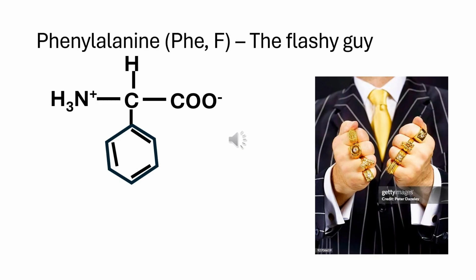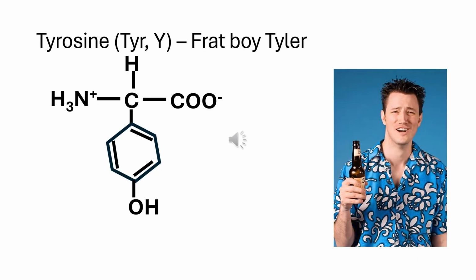Up next, we have phenylalanine. I like to think pheno, fine, refined, F for flashy. He's rich. He wears a lot of rings, a lot of jewelry. So just remember the ring. Up next, we have tyrosine, frat boy Tyler. He also has a ring, so think of rich, flashy, maybe he has rich parents. And he also has an alcohol group, so he's in college and maybe he drinks a little too much.